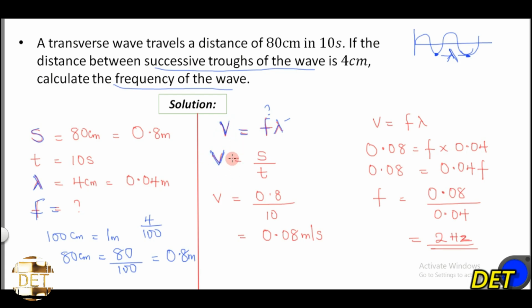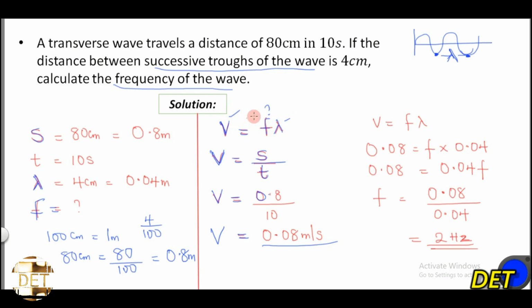You should know that velocity is equal to distance over time. So my velocity is equal to the distance, which is given as 0.8 meters, divided by the time, 10 seconds. So 0.8 divided by 10 will give me 0.08 meters per second. So this is my velocity for the wave, 0.08 meters per second.